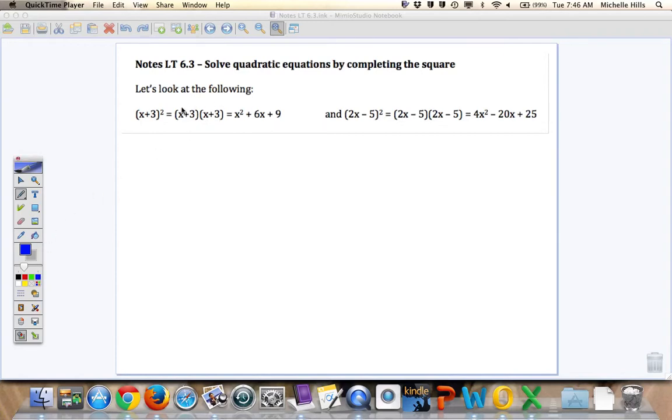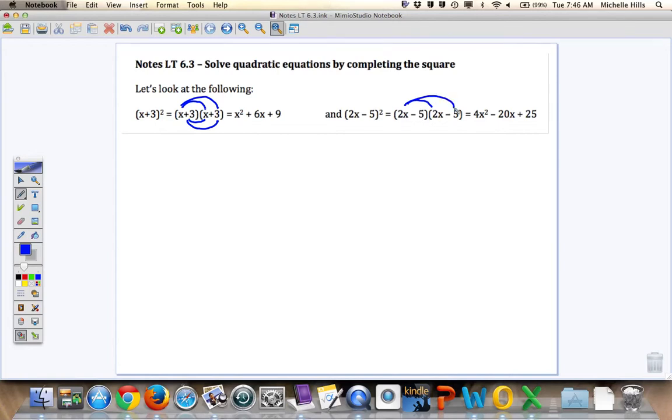When I do that, if you remember, I'm going to take the x and distribute it to the x plus 3. That would give me x squared plus 3x. And then the 3 and distribute it to the x plus 3. So I get a plus 3x twice for the plus 6x, and then the constants multiplied together would give me the plus 9. Same thing over here. I'd have 4x squared minus 10x minus another 10x, and then plus 25.